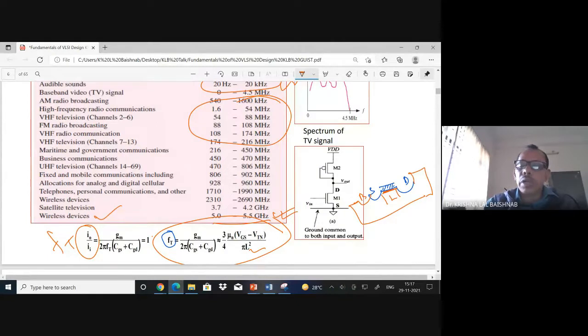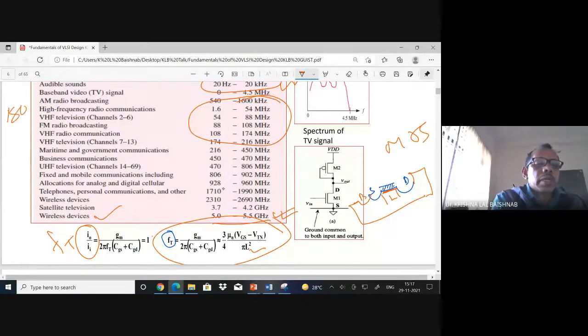Now what I understood from this MOS structure is that if I reduce L, I can have high FT. High FT means I can work at higher frequencies. So you understand why people are moving down the technology node. As I said earlier, we have 180 nanometer, then 90 nanometer, 130 nanometer.